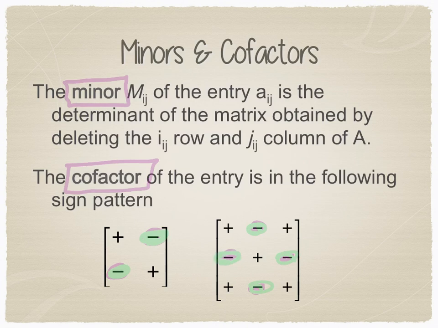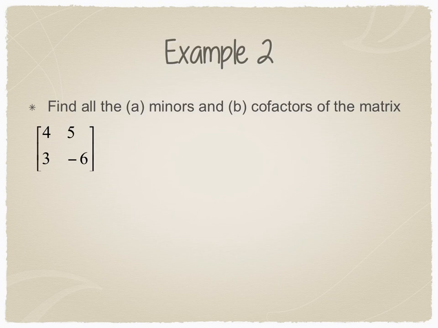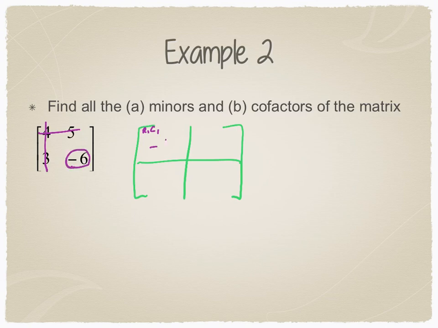Okay, we're going to walk through this. Example 2 says to find all the minors and cofactors of the matrix. The first thing I'm going to draw is my 2 by 2 because I know that's what I have to find. This location here is row 1, column 1. To find it, I cross through row 1, column 1, and what's left, -6, is that minor.